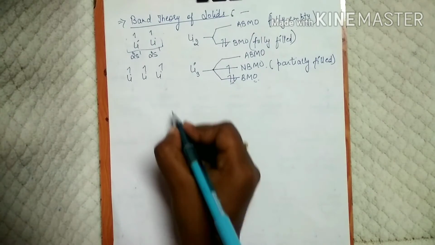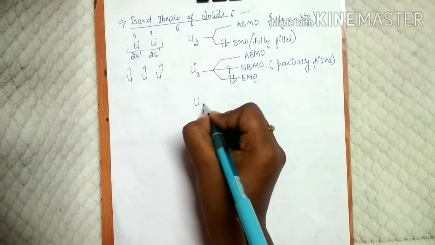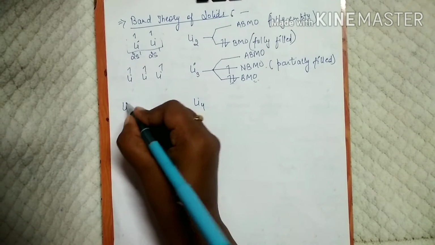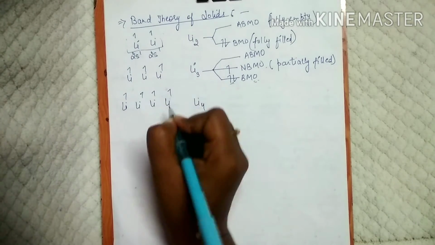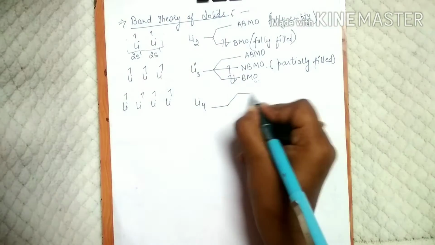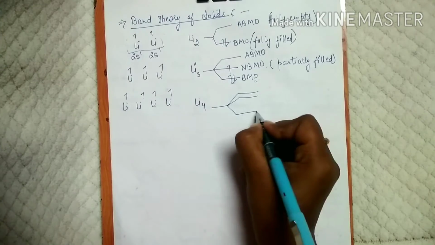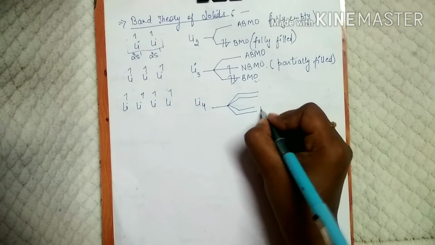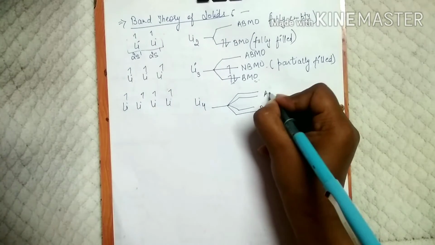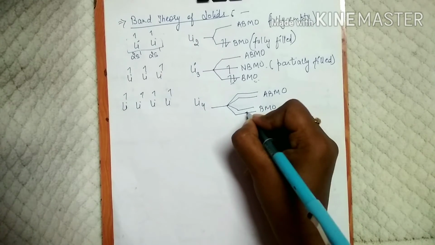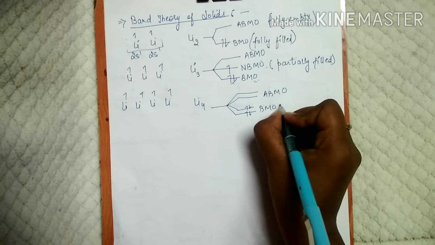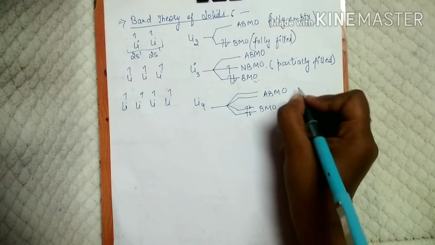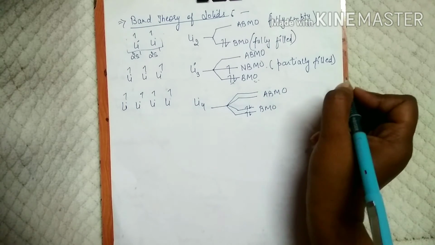Okay, suppose we are going to form Li4. Then 4 Li atoms will be present, each having 1 electron in the valence shell. So they are going to form 2 bonding molecular orbitals and 2 anti-bonding molecular orbitals. 4 electrons will be present in the bonding molecular orbitals. Bonding molecular orbitals are fully filled and anti-bonding are fully empty.